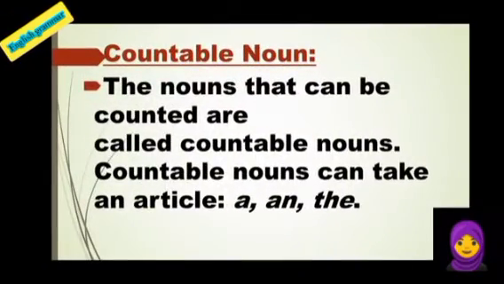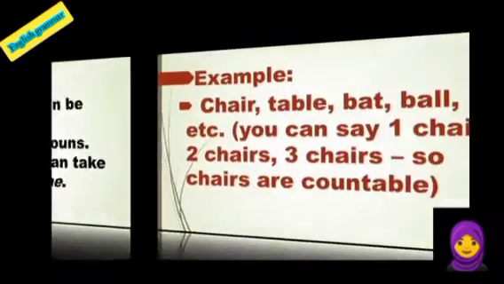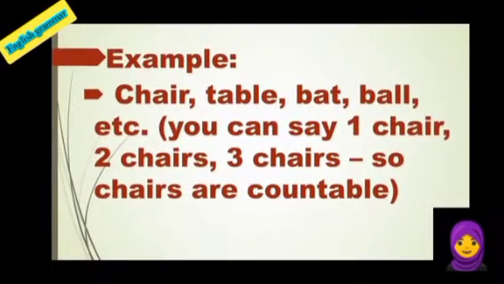Countable noun. The nouns that can be counted are called countable nouns. Countable nouns can take an article, a, an, or the. For example, chair, table, bat, ball. Here we can say one chair, two chairs, three chairs. So chairs are countable.